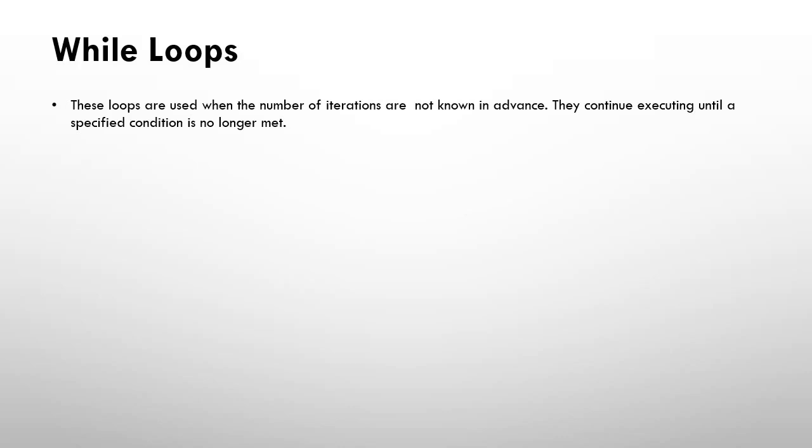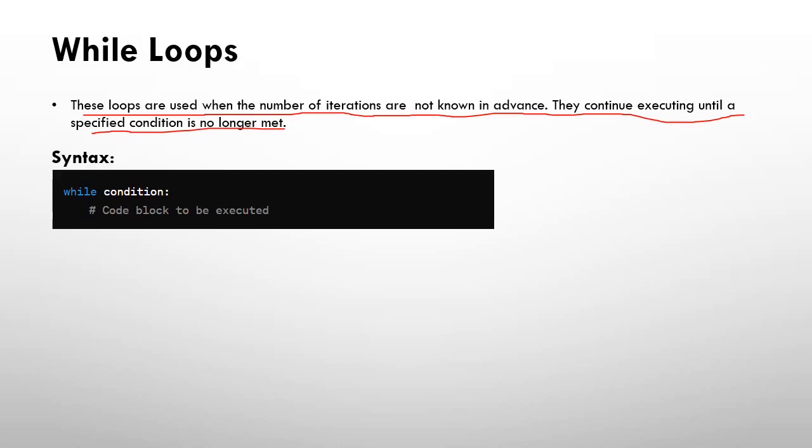Now we will see what while loops are. These loops are used when the number of iterations is not known in advance. They continue executing until a specific condition is no longer met. This is the syntax for while loop, where we will write a condition in front of the keyword while, and then this will be the code that will be executed if that condition is true.